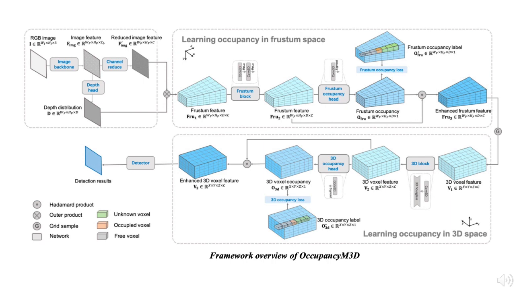They are used for learning occupancy in frustum space, and then are transformed to voxelized 3D features using grid sampling. Such voxelized 3D features are employed to study occupancy in 3D space. Occupancy learning in both frustum and 3D spaces can produce reasonable occupancy estimates that enhance the original features. The final enhanced voxelized 3D features are passed to the detection module to obtain final 3D detection results.